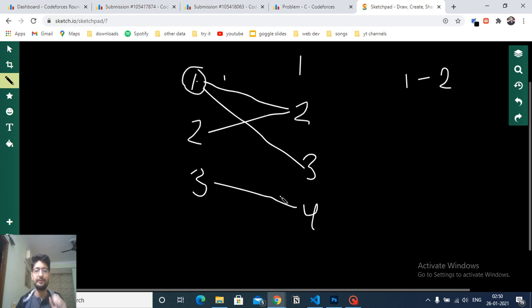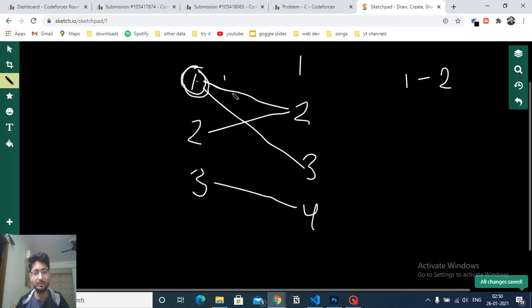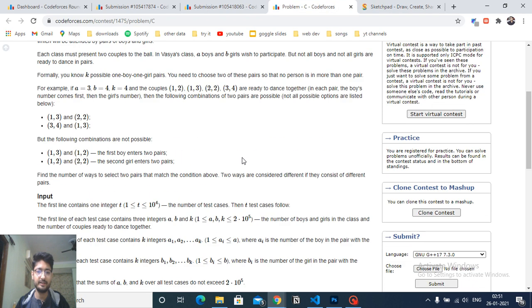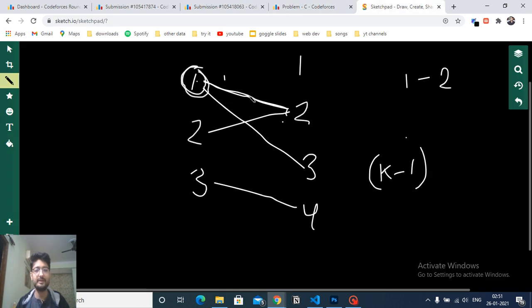Fine. Now, if you take the first pair, 1 and 2, I want to find out how many other pairs I can connect it to. If I take this as the first pair, how many pairs are left? K minus 1 pairs are left, because I know the total number of pairs is k, which is given as 4. So k minus 1 pairs are left.